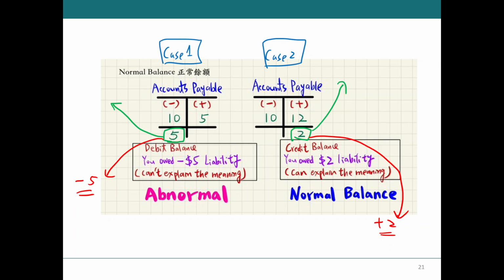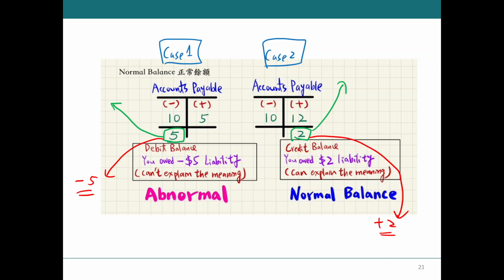No? Do you have any accounts payable? No? Okay. So if I ask you, do you owe anyone money, you say no, or you say, okay, I owe someone money. When you don't have any liabilities, the number should be 0, right? When you owe someone money, $10, your number should be plus 10, right? So how could you explain minus 5? What does it mean?